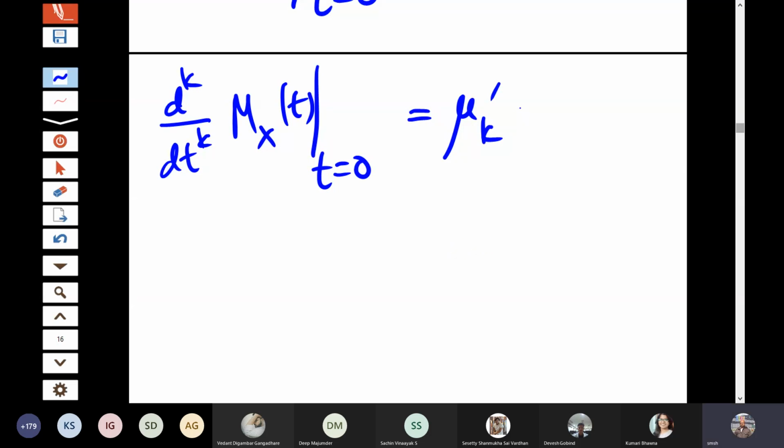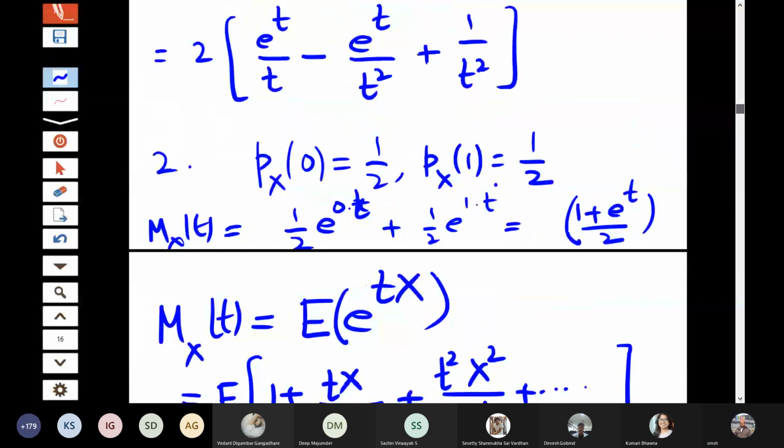So you look at this one, 1 plus e to the power t by 2. If I differentiate, I will get e to the power t by 2. If I put t equal to 0, I will get half here. And for this distribution, you know that the mean is half because 0 into half plus 1 into half.